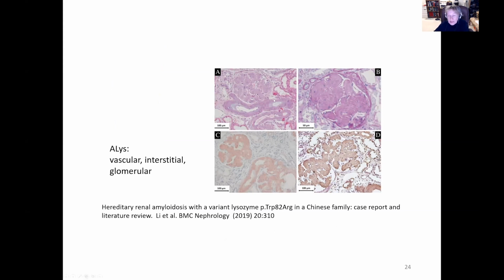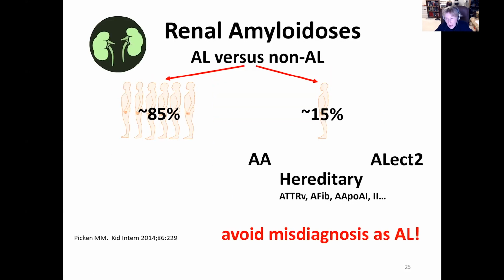This at first glance would make you think about yet another case of light chain amyloidosis. Well, not so fast. This is actually lysozyme amyloidosis, which is a rare disease indeed. Now, can I carry on, or are you going to cut me out? No, you can, I think you have a few more minutes left. Okay. So please keep in mind, and this is the main message, avoid misdiagnosis as AL.